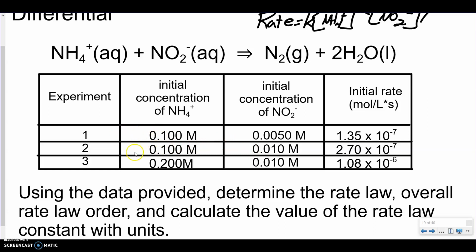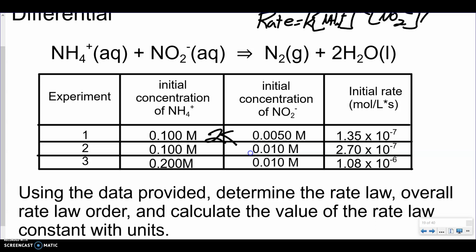So if I'm looking at experiment 2 and 3, my ammonium is staying at 0.1, but my nitrite ion is going from 0.005 to 0.01. Now we have to think about, okay, what is this relationship? And I apologize, this thing is not calibrated very well. Anyways, I can't write on here very well. The relationship is 2, so we're doubling these.